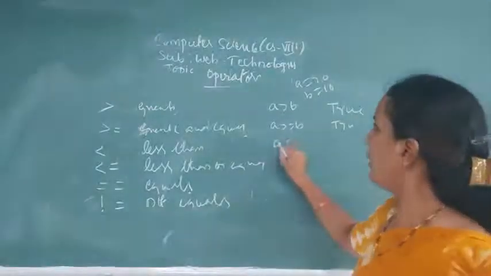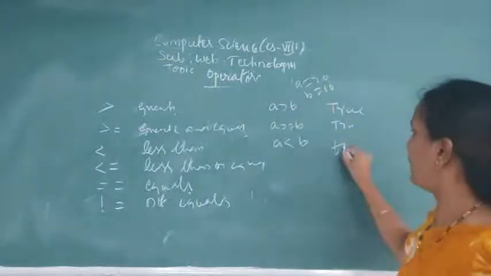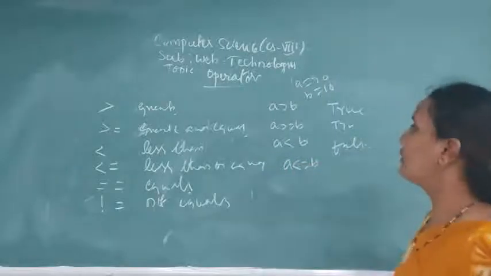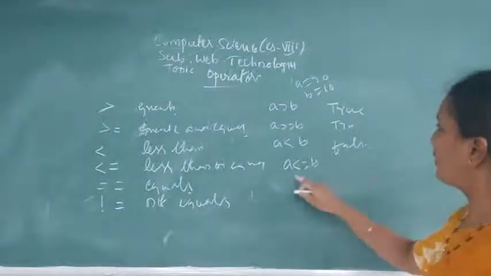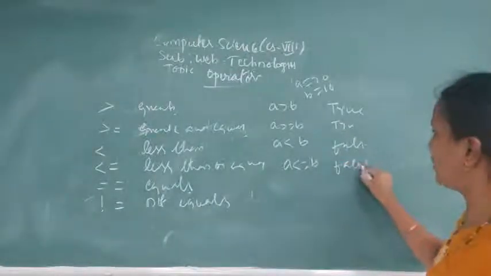Now, A less than B. A is 20, is it less than 10? Condition false. Next, A less than or equals to B. Both conditions are false, so here you will get a false result.